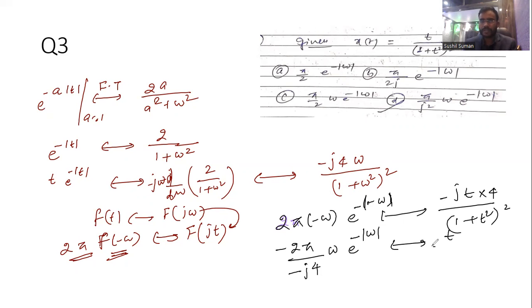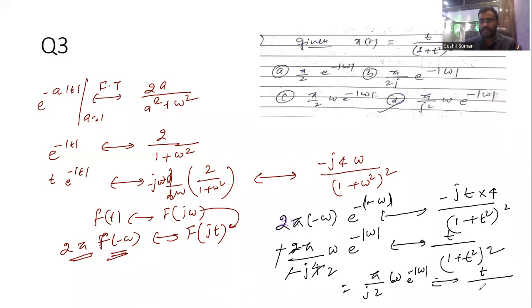This is equal to t upon (1 plus t squared) whole squared, and the 2 cancels out, so you will get pi by j2 omega e raised to power minus |omega| having t upon (1 plus t squared) whole squared. So the answer will be option D. Just apply the duality property and you will get the right answer. This is based on the duality property. It's one of the best questions. Now next question.